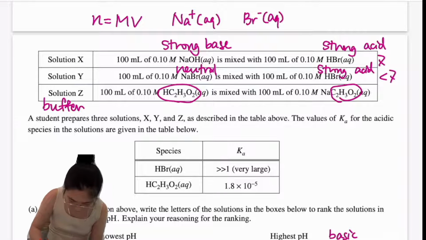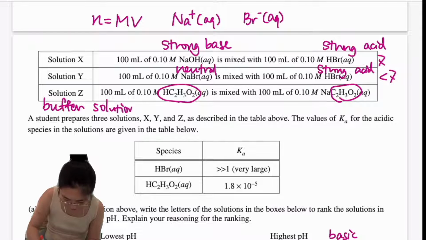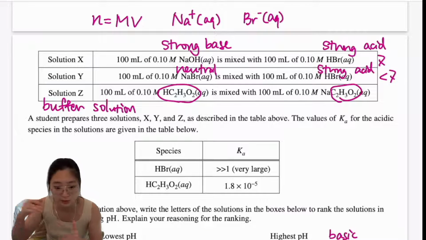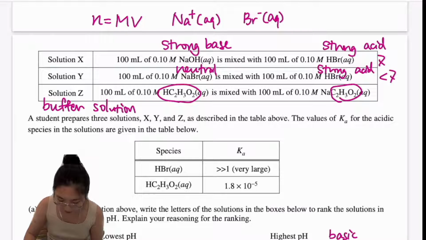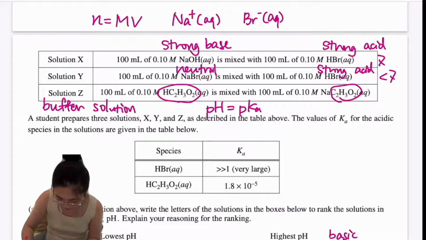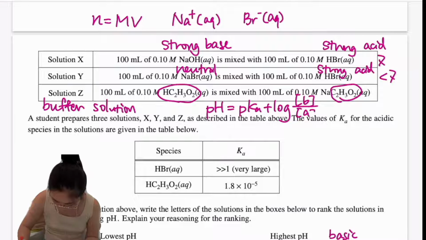It's called a buffer solution, which can resist the pH change when strong acid or strong base is added. And how we calculate the buffer solution is by using this equation: pH is equal to pKa plus log of the mole ratio of the conjugate base to the concentration of the acid.